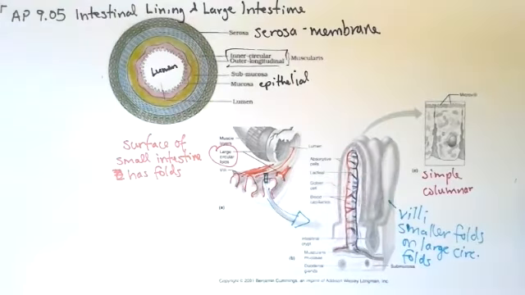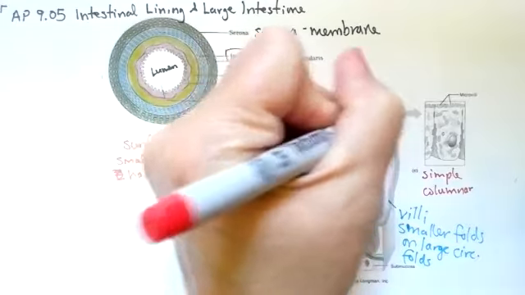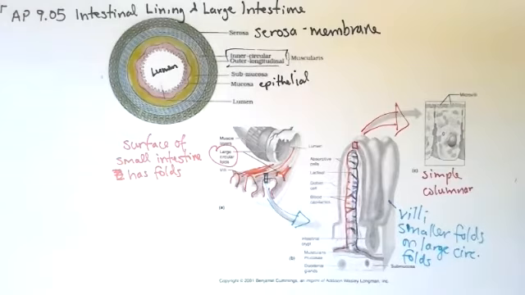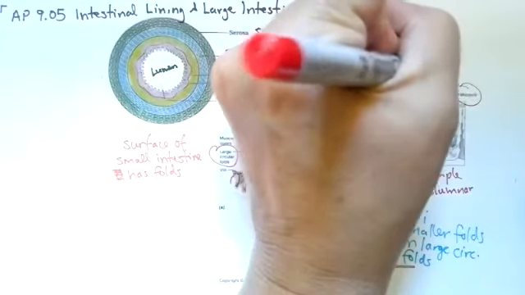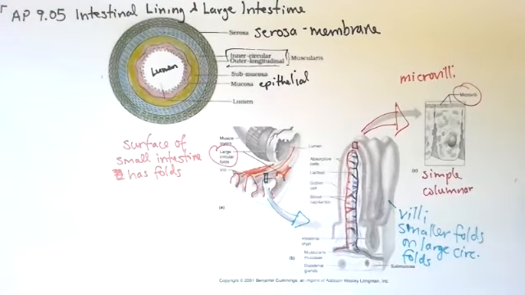And then what they did was they took a small section of this and they blew this up so that we can see a single cell. And here's that simple columnar. And notice what I have on the top. Microvilli. So I have folds on top of my folds on top of my folds. Your intestines are folded 3 times.